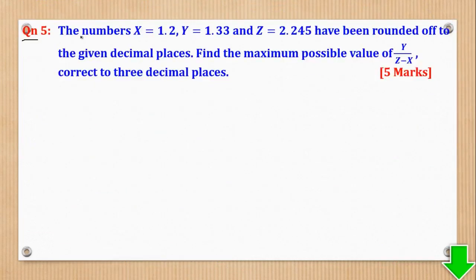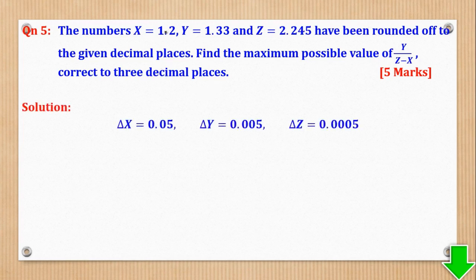Then question 5 says the numbers x equal to this, y equal to this, and z equal to this have been rounded off to the given decimal places. Find the maximum possible value of this quotient correct to 3 decimal places.